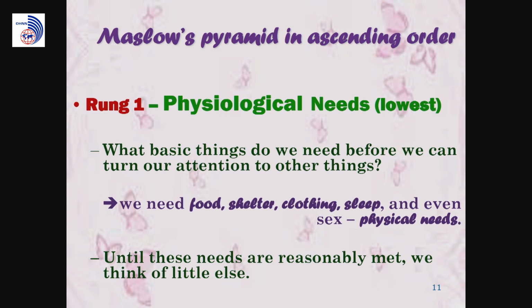Level 1, rung 1: physiological needs. It is the lowest level of needs in Maslow's hierarchy. These are the basic things we need before we can think of something else. For example, we need food, something to eat, something to drink, something to wear, even sleep, even sex. All of these are very basic. Until these needs are well met, we cannot think of anything else.